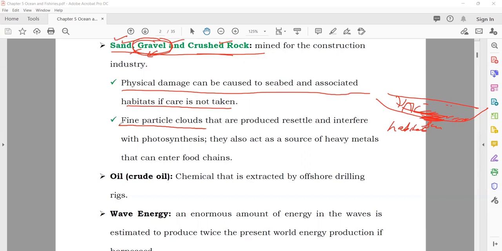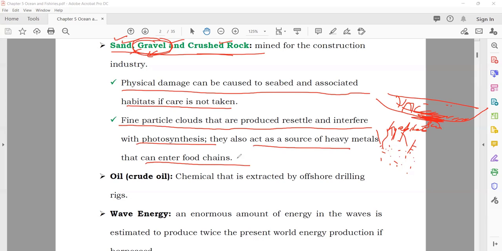The fine particle clouds that are produced resettle and interfere with photosynthesis. They're saying that even if you take care, sometimes the sand particles move in the water, because you dig the ground to get the sand, but still some sand particles are really light. They are moving in the water. So they can interfere with and disturb the photosynthetic process. They also act as a source of heavy metal that can enter the food chain.